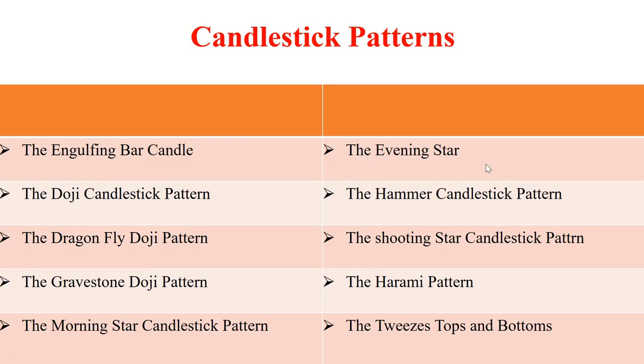Then we have the evening star, the hammer candlestick pattern, the shooting star candlestick pattern, the harami pattern, and then the tweezer tops and bottom pattern. Guys, these are the various candlestick patterns that you must understand. If you are able to go through all these candlestick patterns, you understand them, and you know the psychology behind the formation of these patterns, then guys, you really have, I would say, a degree in understanding the financial market, because these are the various patterns that occur within the market.